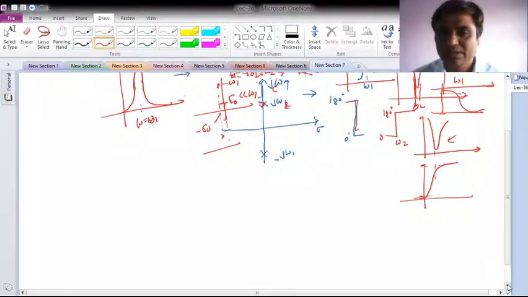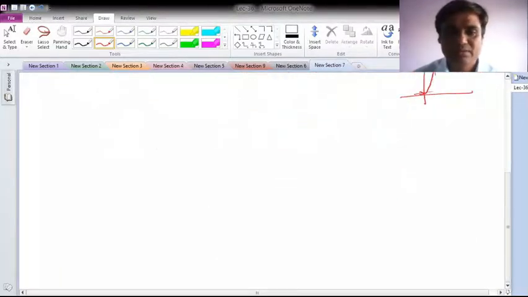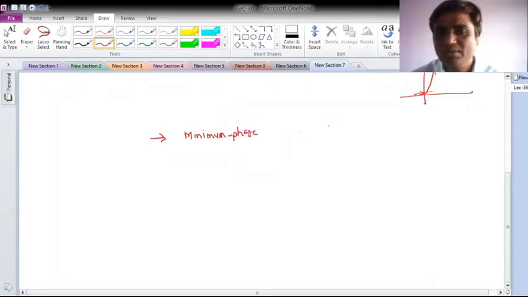Then let me introduce you to two more terms: the minimum phase function, and what is a non-minimum phase function. So how is the pole-zero plot?